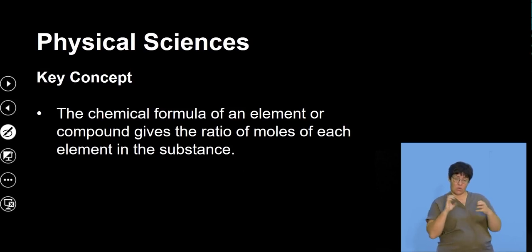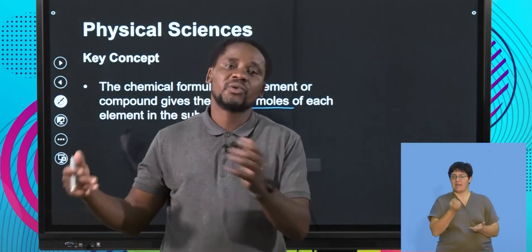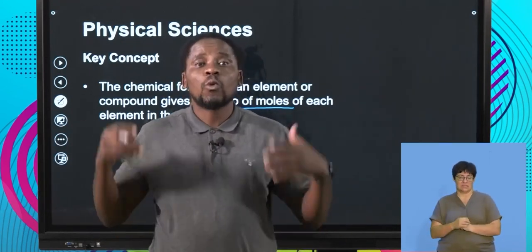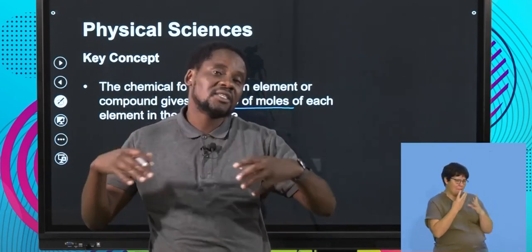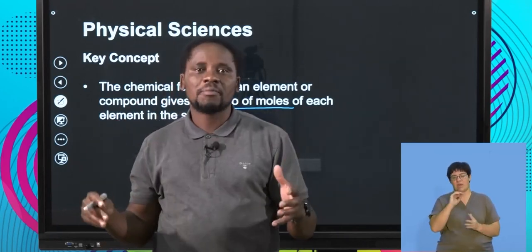But the chemical formula of an element or a compound gives the ratio of moles of each element in the substance. The main idea is that the name suggests the chemical composition in terms of what makes up that compound. But if we look at the chemical formula, it gives us an idea of the ratio of moles of each element that makes up that compound.